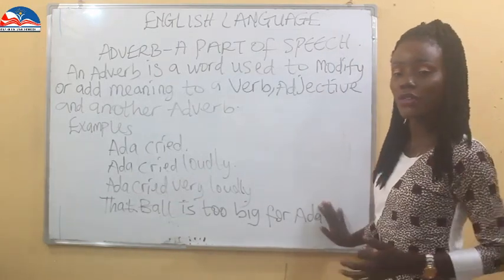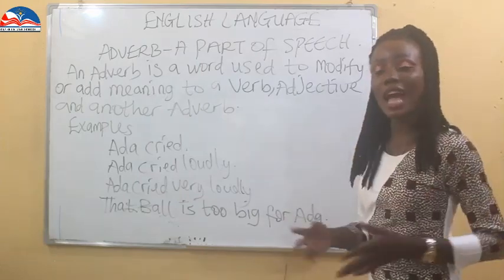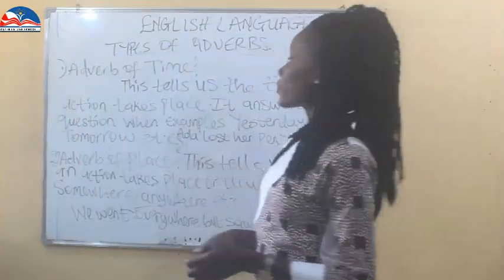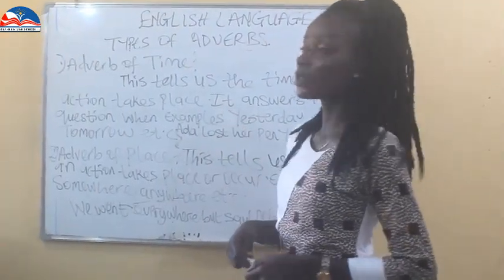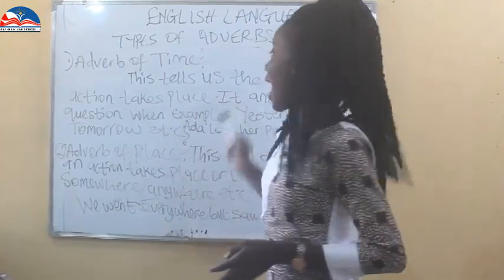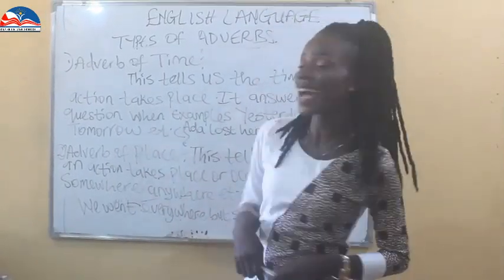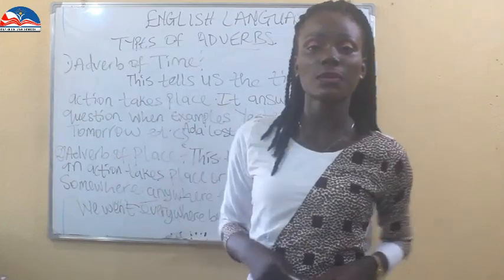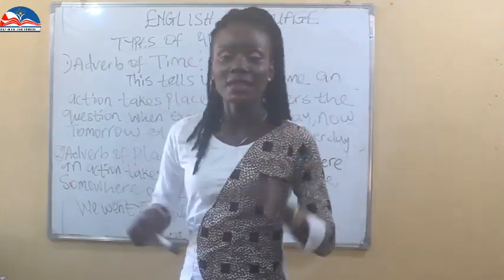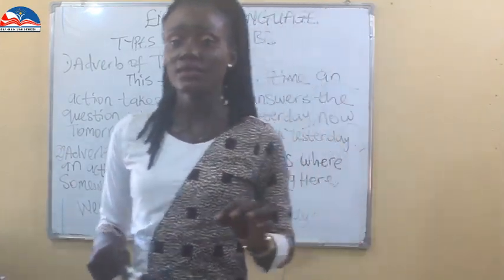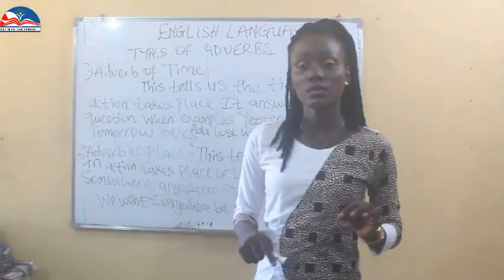Now let's go over to what? To the types of adverb. We have types of adverb. The first one, adverb of time. Adverb of time tells us the time an action takes place. Adverb of time tells us the time, as the name suggests.